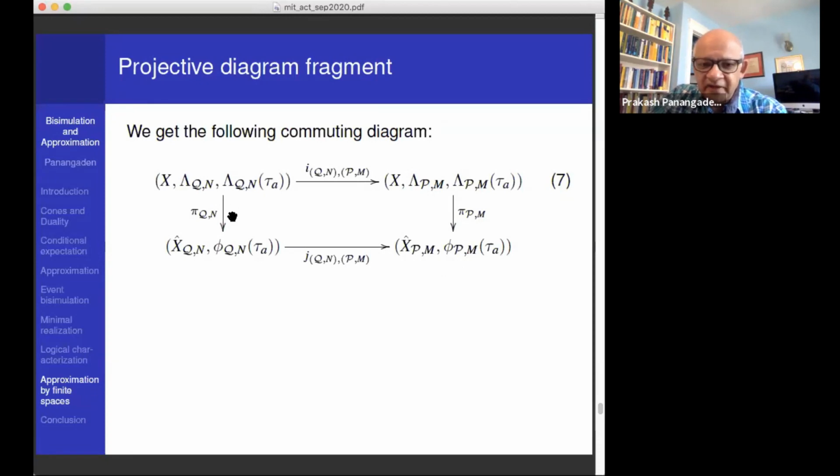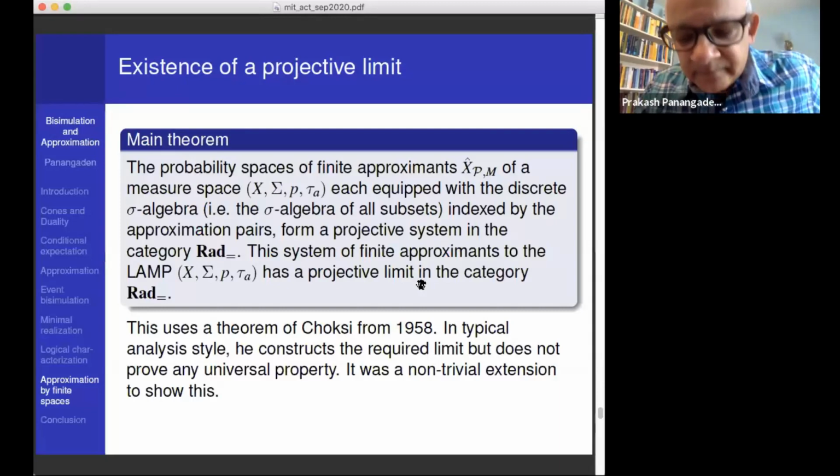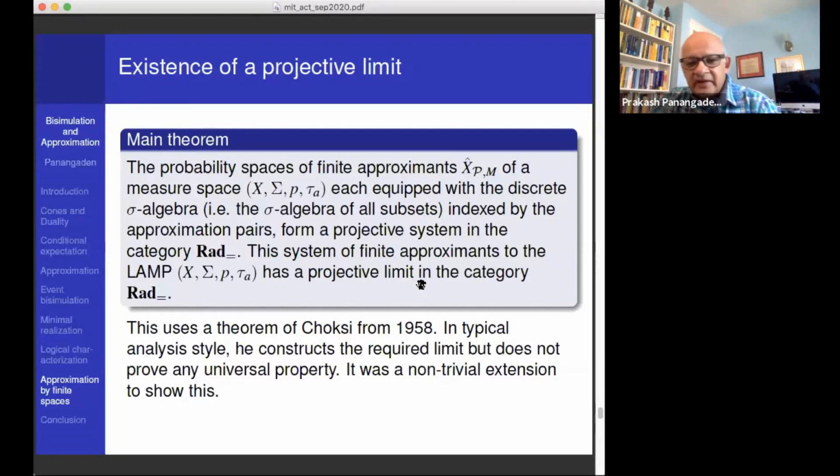Two points are identified if they cannot be distinguished by any set of the sigma algebra. So now I have these finite sets, and I have this induced map down here between those finite sets. So basically I get two projective diagrams. One is actually happening in the category of labeled abstract Markov processes.